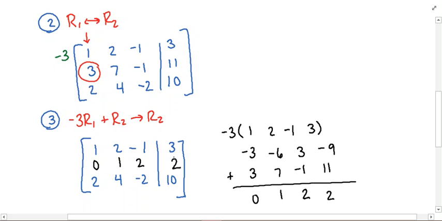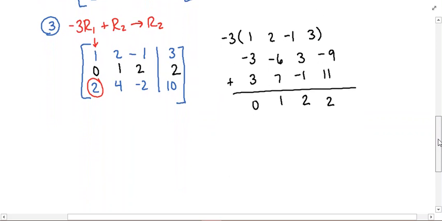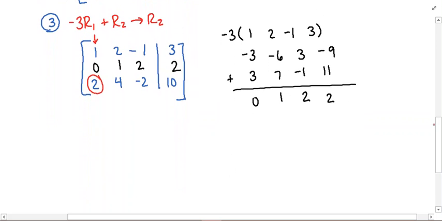All right, continuing on in the first column. Now I've got to zero out this 2. Again, third row operation here. I want to get rid of a 2. What's going to cancel a 2? A -2. Since we are in the first column, we still need to multiply row 1 by something. We're going to do -2 times row 1.